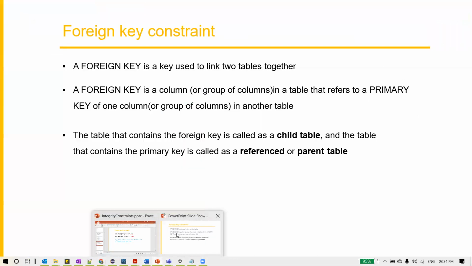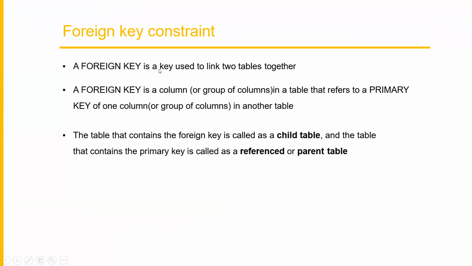Now let us go back and read this. A foreign key is a key used to link two tables together. This is what we have seen now. A foreign key is a column or group of columns. It can even be a group of columns, like how we define a composite primary key. In the same way, a foreign key can also be a combination of columns in a table that refers to a primary key.